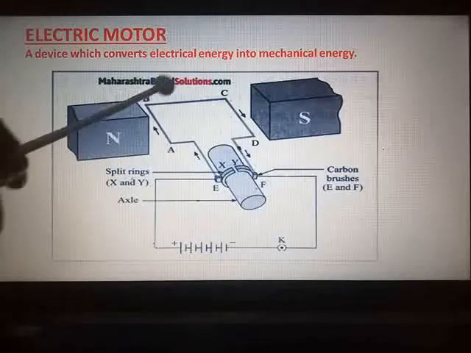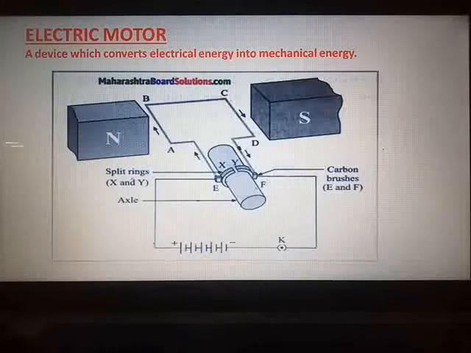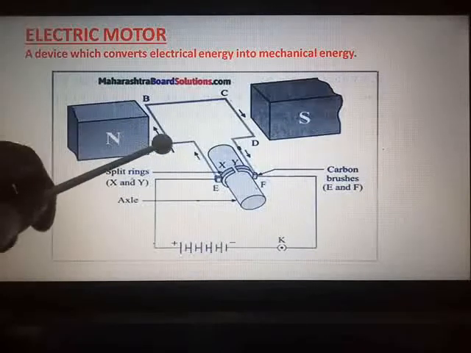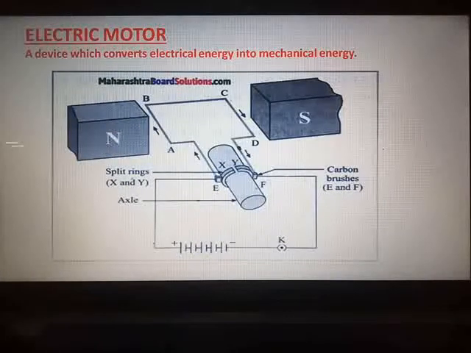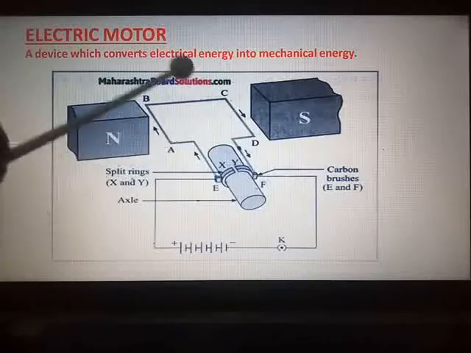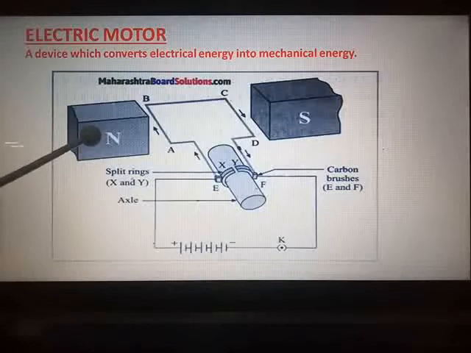Here it is A, B, C, D. Be very thorough with the topic. A large number of turns of insulated copper wire, the copper wire having proper insulation, wound on an iron core in a rectangular shape, forms an armature coil A, B, C, D. Our next part of the construction, you can see, is the strong magnet. This armature coil is placed between the two pole pieces, that is the north pole and south pole of a strong magnet. This provides a strong magnetic field.